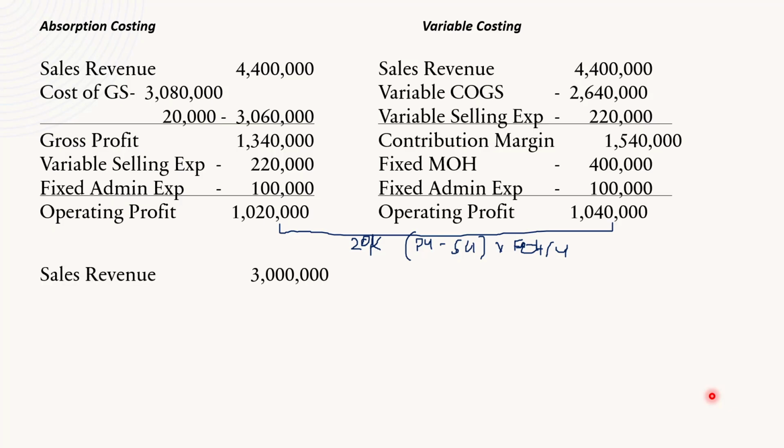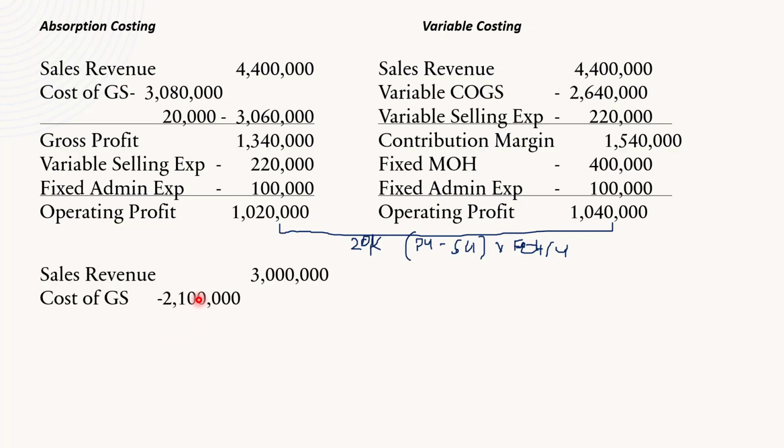Okay? 40,000 under applied. So let's now answer. For absorption costing, the sales revenue must be 3 million. Paano nakuha? 200 times 15K is 3 million. Now, we're going to calculate for the cost of goods sold, which is a total of 140. Remember, 120 yung production cost, 20 yung fixed overhead. 140 times 15K, 2.1 million. The cost of goods sold unadjusted, no adjustments yet, ha?